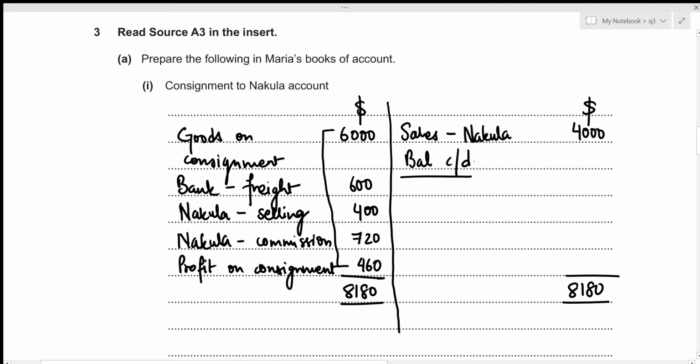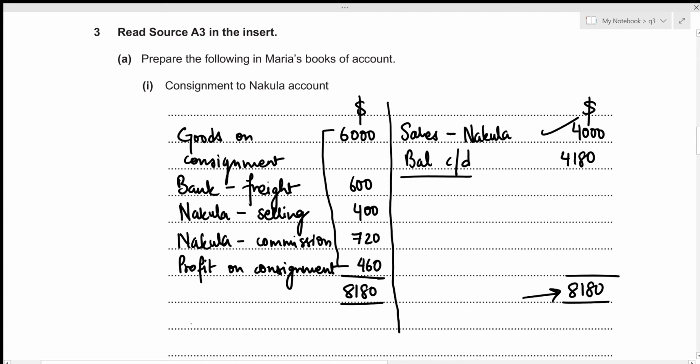Now this balance CD will act as a balancing figure, and whenever we're trying to figure out the value for a balancing figure, we just need to subtract this value from the total. So in this case, that's going to be 8,180 minus 4,000, which results in the value of 4,180. Okay, so this is the closing inventory for this particular year, right? But this will act as an opening inventory for the next year. So we need to record it as our opening inventory.